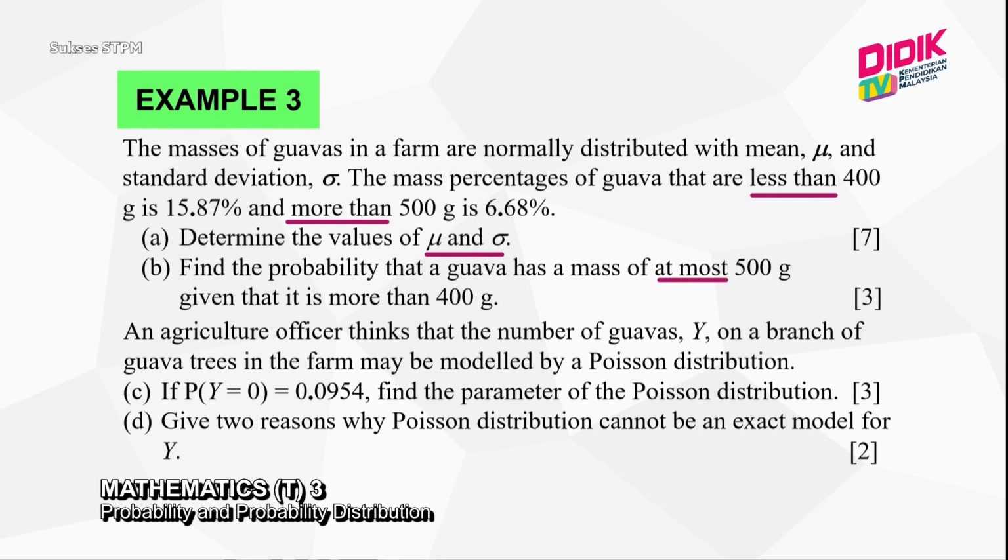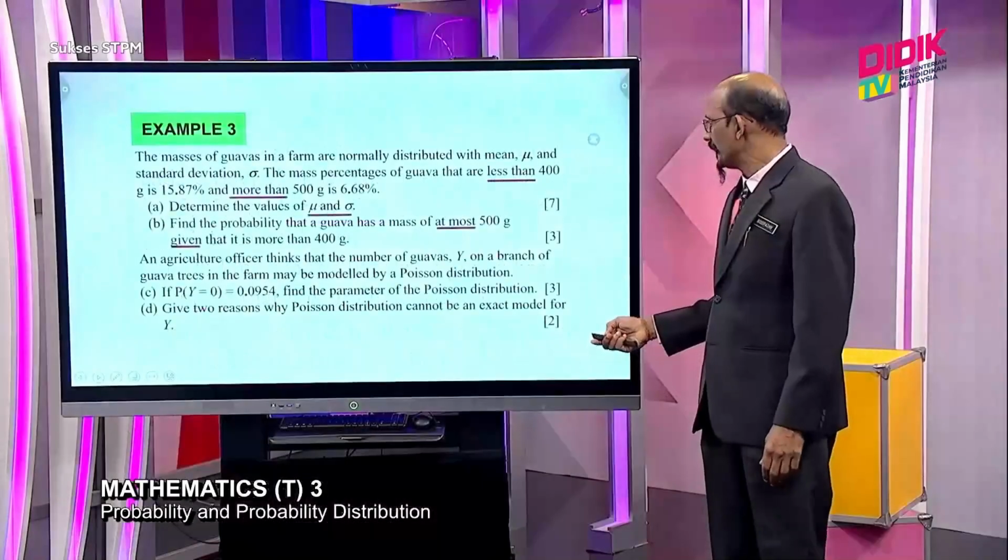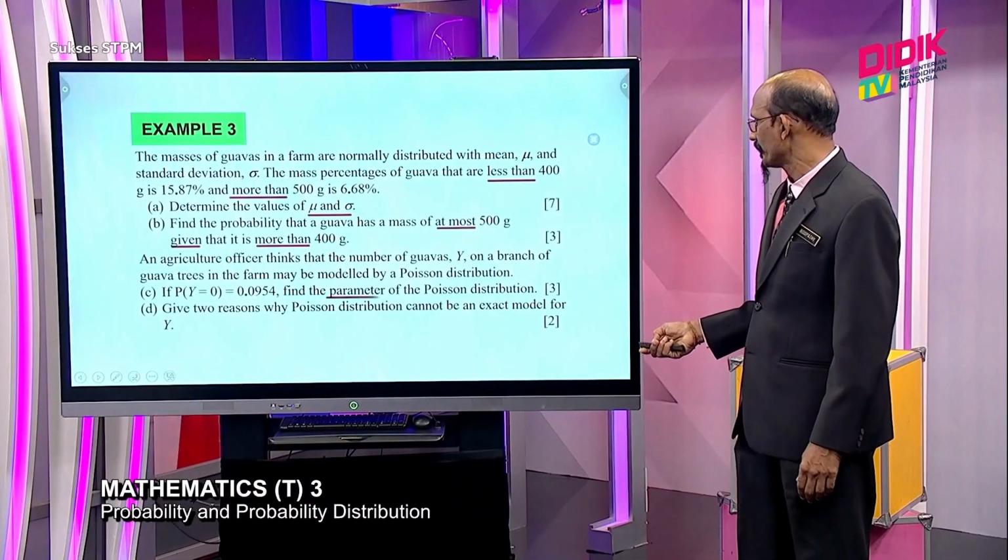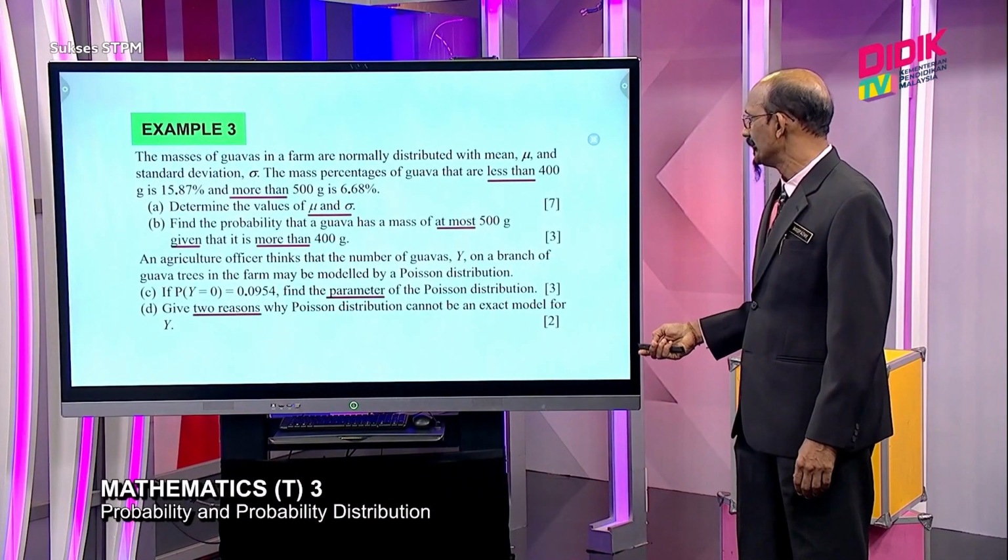Find the parameter of the Poisson distribution. If the student doesn't know what is a parameter, they cannot answer this question. Students should be able to understand what a parameter is. Then give two reasons why Poisson distribution cannot be an exact model. Here we work with Poisson, but here we say why we cannot use Poisson. Just explanation. So the keywords are parameter and reason. Let us see the solution.